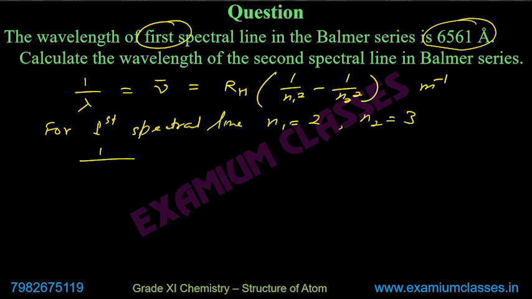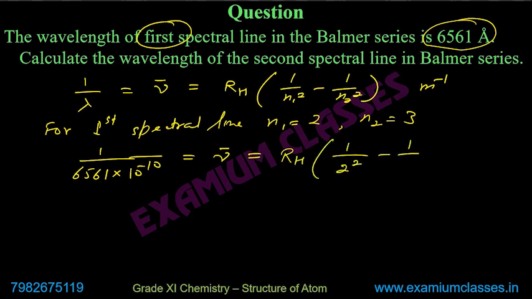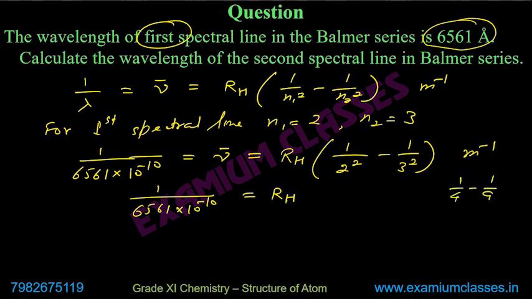Substitute these values. 1 by 6561 into 10 to the power minus 10, we converted it into meters, will be RH times 1 by n1 square minus 1 by n2 square per meter. So from here you get 1 by 6561 into 10 to the power minus 10 equals RH times 1 by 4 minus 1 by 9, that is 5 by 36. Let it be first.